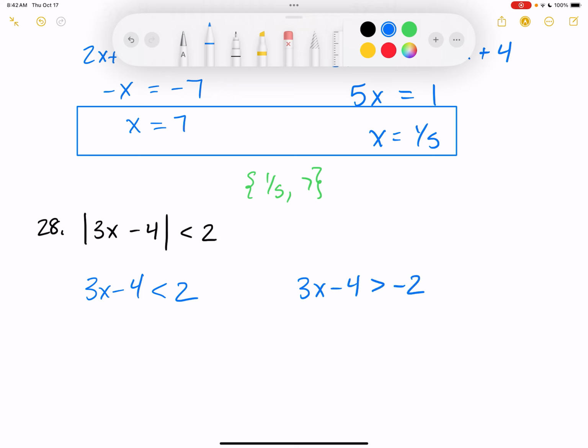So you can think of it like if you multiply or divide by a negative, we flip the inequality. So it's the same thing. When we make the one side negative, we've got to flip the inequality with it. So over here, 3x is less than 6, so x is less than 2. And then over here, 3x is greater than 2. Divide, x is greater than 2/3.